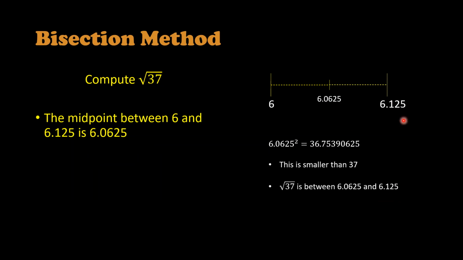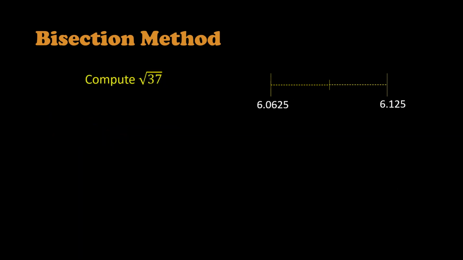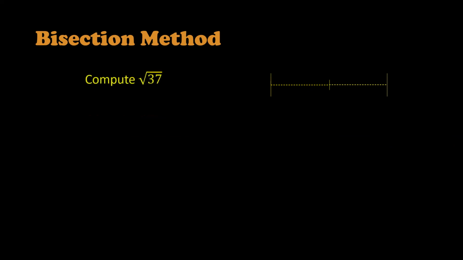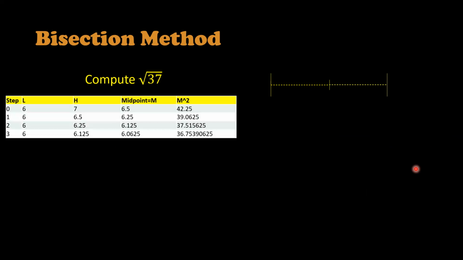So, okay, we keep going and going and going, and you can see each time we cut our uncertainty about the square root of 37 in half, right? We narrow down the interval where the square root of 37 lies by half. Okay, so this is what we've computed so far.